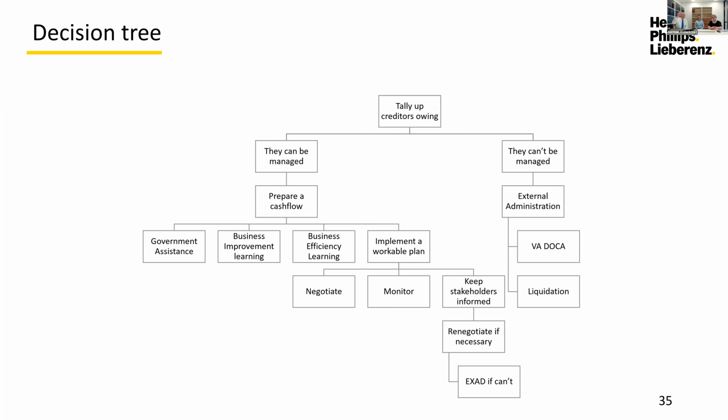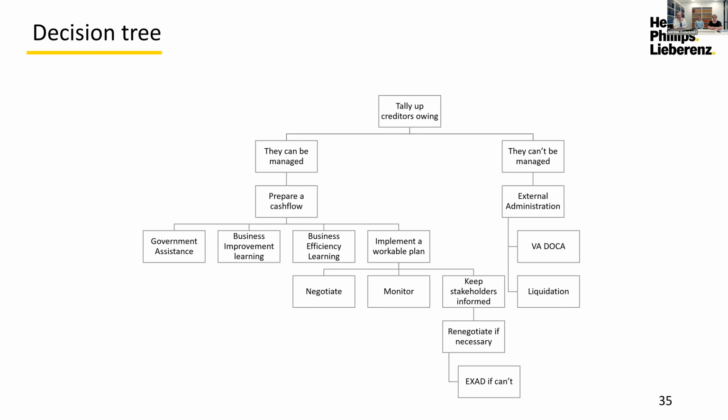When you form the view that your creditors can be managed, work out the strategy of how to do it. With a cash flow, that layer down of boxes, government assistance, business improvement learnings, business efficiency learnings, help you combine together to create a workable plan that you feed back into that cash flow to give the board confidence that we can work through those problems that can be managed. When you're happy that you have the right combination of monies coming in, business improvement ideas, business efficiency ideas, talk to your stakeholders and renegotiate.